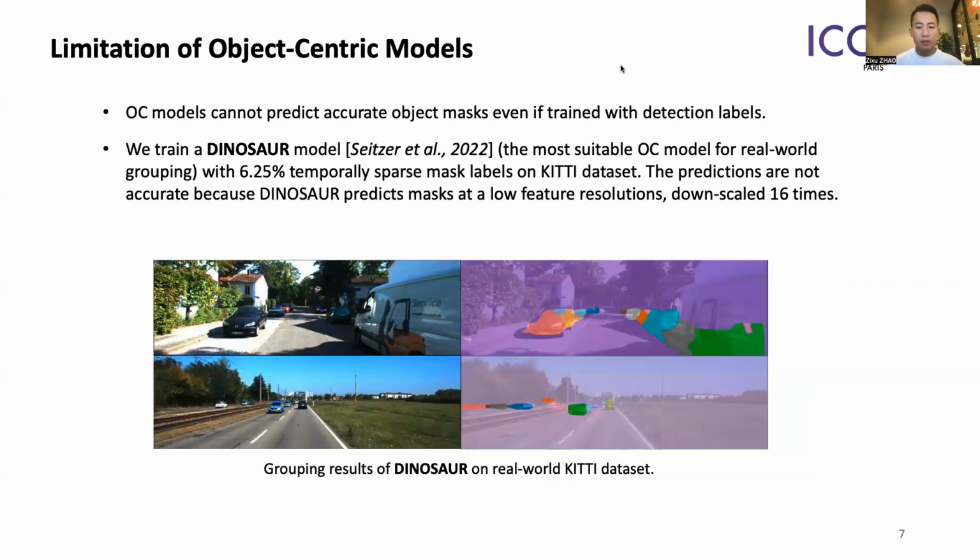In this paper, we still argue that the major limitation of OCMOT is the detection performance of the OC models on real-world videos. They cannot predict accurate object masks even when trained with mask annotations. The below figure shows the segmentation results of the DINOSAUR model, which is the most suitable OC model for the real-world grouping task.